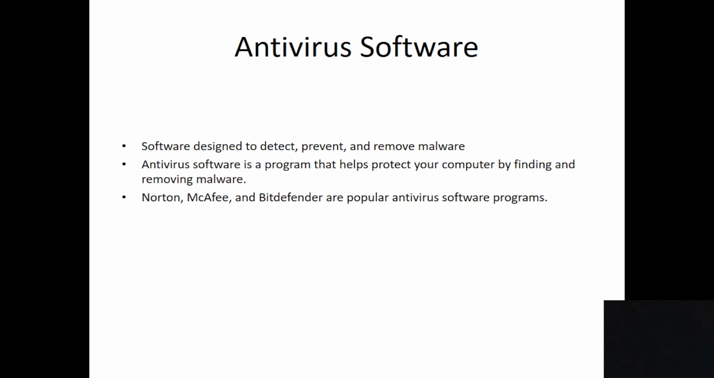Now we are moving on. What is antivirus? You need to understand. If we want to prevent malware, then we need software which is called antivirus. It is software designed to detect, prevent, and remove malware. Antivirus software is a program that helps protect your computer by finding and removing malwares. There are multiple companies, a number of companies.